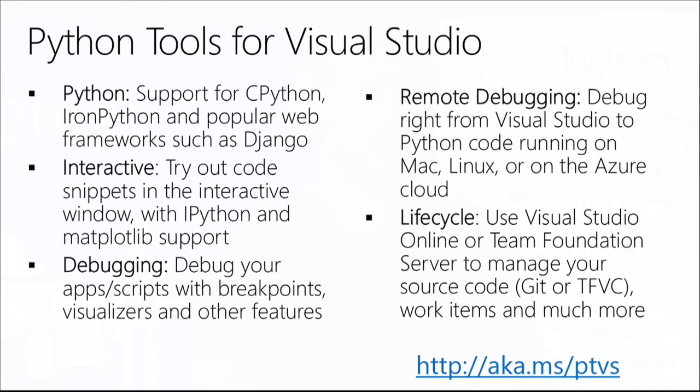Cool. And because we're in Visual Studio, we have access to all the lifecycle tools that are there. So you can host your code on Visual Studio Online or whatever Git repository you want to use. And there's TFS there and all the other extensions. Since we have access to all the extensions in Community now, you can use Subversion, you can use Mercurial, because they all have third-party extensions that are now available for Python developers.